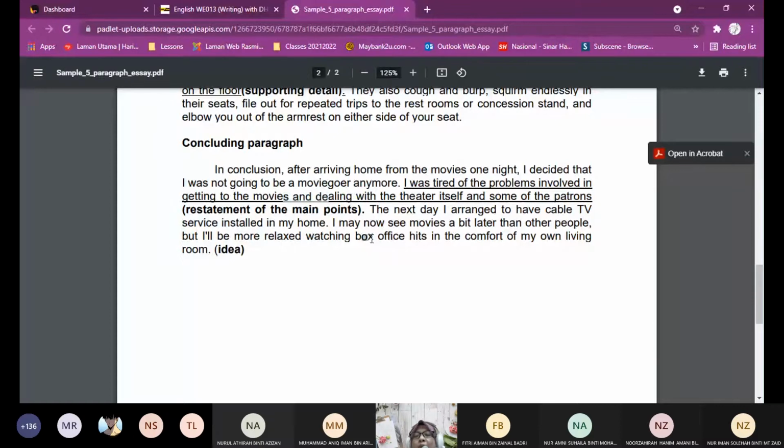Okay, but it's okay. So these 3 points that were mentioned before have to be mentioned again here in the concluding paragraph. So that's why we call it a restatement of the main points. Okay, and then the rest will become just a suggestion or a new idea, but not too long, because the concluding paragraph shouldn't be longer than your paragraphs of main points.